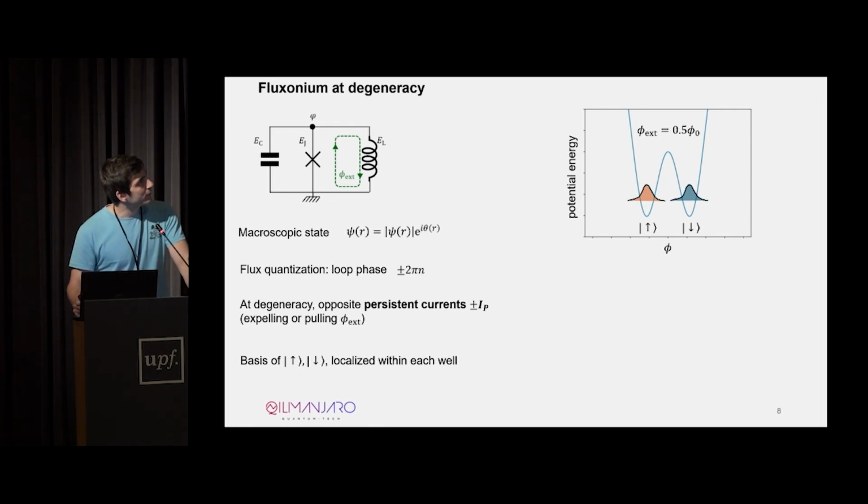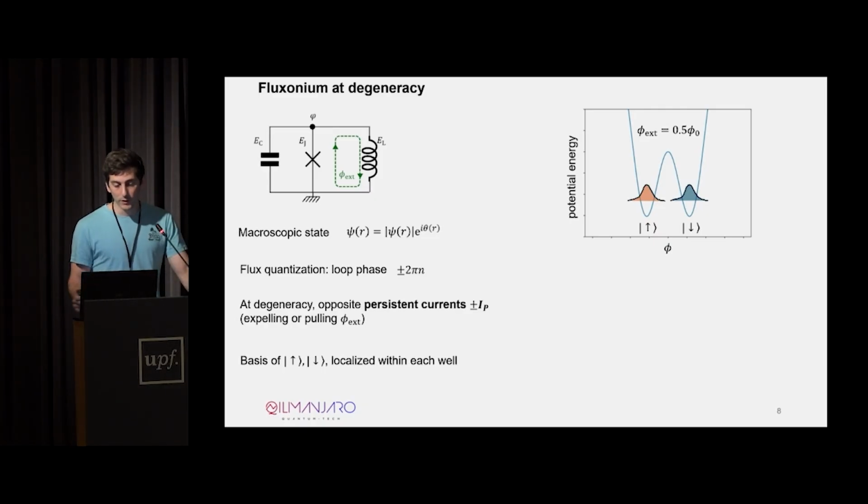So now the trick is to essentially represent these two opposite circulating currents as a spin-up and spin-down particle, each one localized in a minimum of this double well potential. Each of these spin-down and spin-up states is well described by a well-localized wave function within each well. So this is called the persistent current basis.